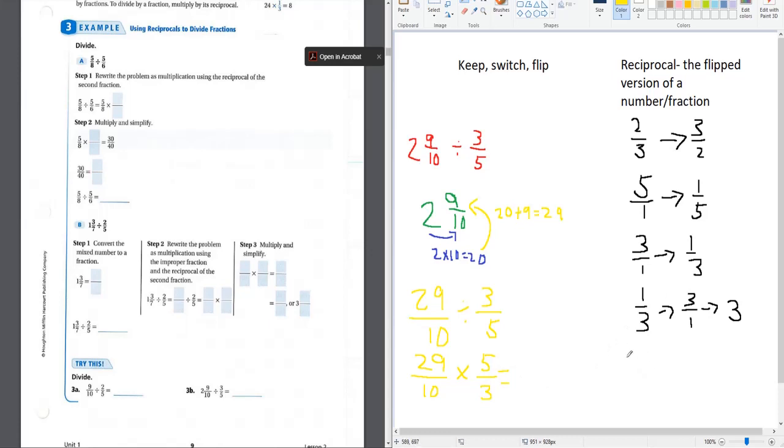Then we've got 29 times 5, which I believe is 145, over 30. Now, if you had kept it like this, I would still accept it, but it is not the simplest form.